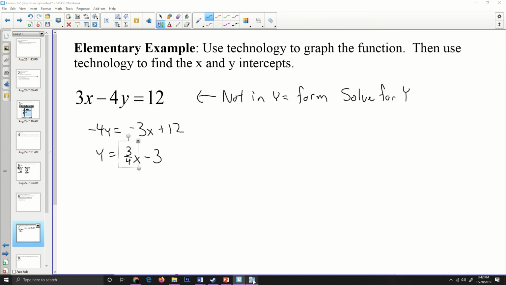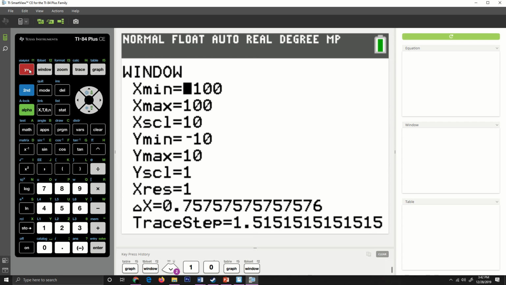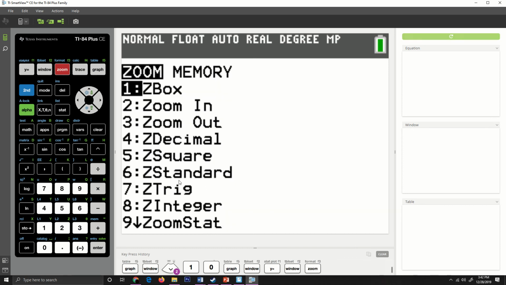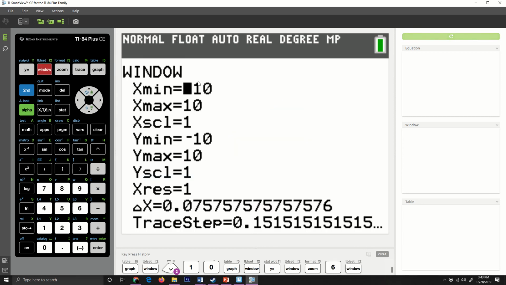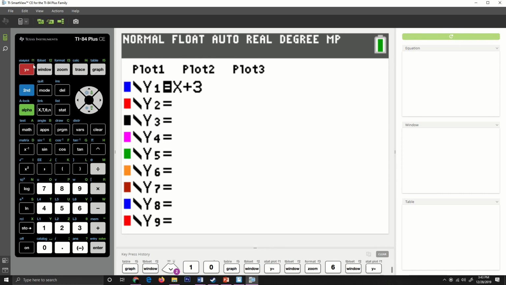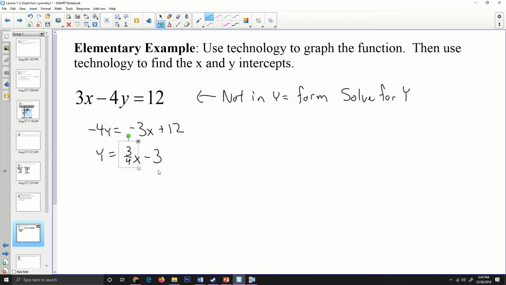And so I can go to my y equals here, and you notice I still have all of these messed up values on my window. What I can do is if I hit the zoom button and I hit the 6 button for zoom standard, that will set it back to the default values. And if you look, you'll see it goes from negative 10 to positive 10 and from negative 10 to positive 10. So I can hit my y equals.